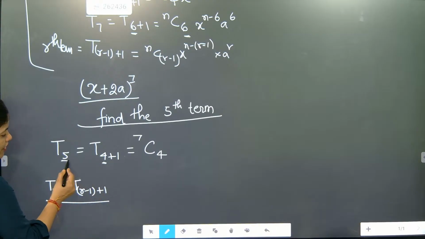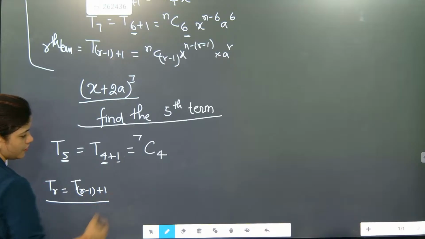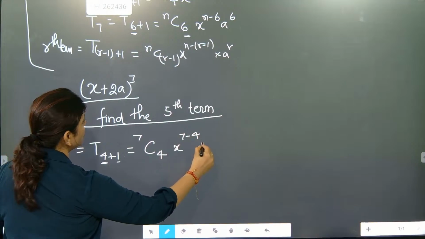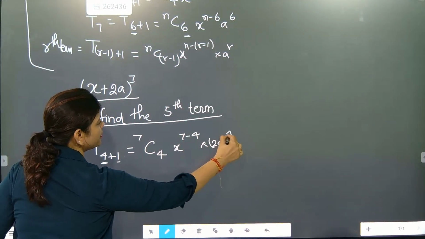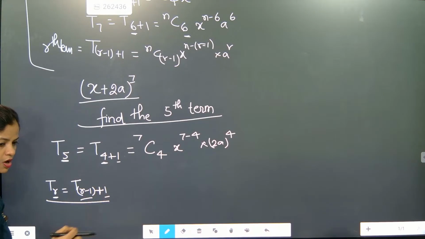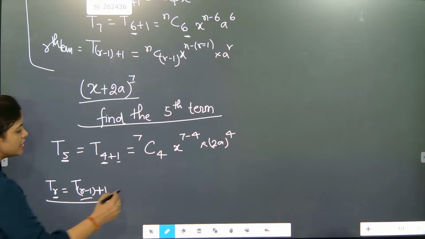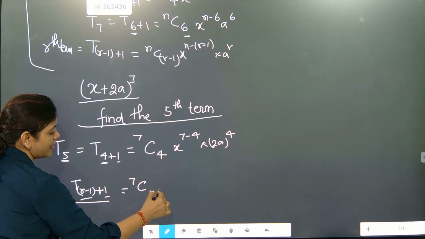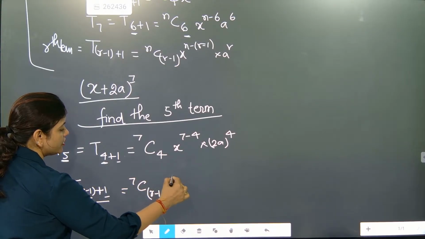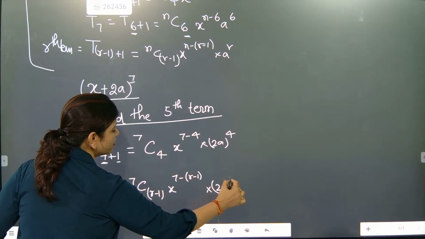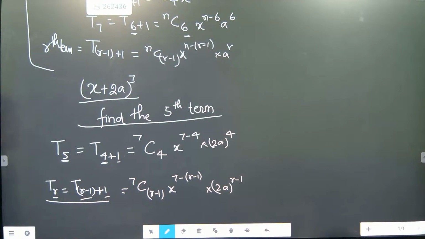Here you see, Siddharth, 5 is there now, beta. So I am writing 4 plus 1. Okay. And then 7C4, x to the power 7 minus 4, and 2a to the power 4, beta. So here if Tr is written, beta, it will become r minus 1 plus 1, because this plus 1 comes under the general rule. One term bigger than that. Then here it will become what? 7C r minus 1, x to the power 7 minus r minus 1, into 2a to the power r minus 1. Like that we are going to write.